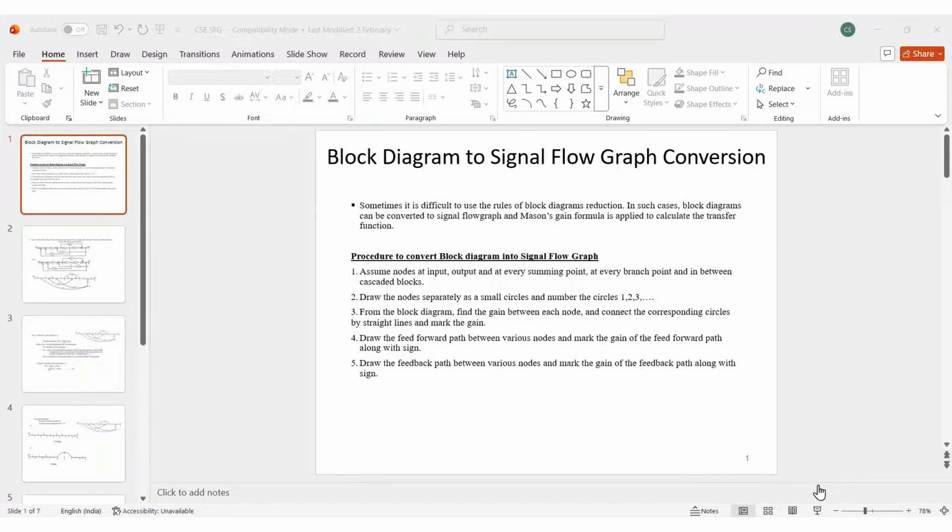In this video, we are going to see how to convert a block diagram into a signal flow graph.